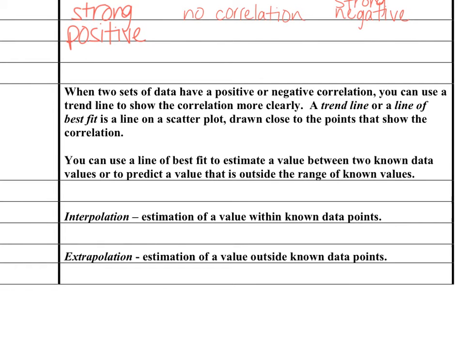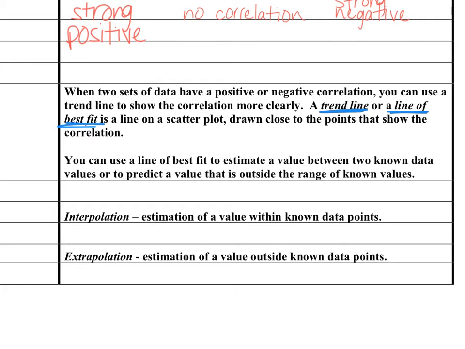So we already kind of started talking about this. I drew in some lines. When two sets of data have a positive or negative correlation, you can use a trend line. Trend means how things are generally going, right? To show the correlation more clearly, a trend line or line of best fit, so we've got two names for it, you're going to hear me use both, is a line on a scatter plot drawn close to the points that shows the correlation. You can use a line of best fit to estimate a value between two known data values or to predict a value that is outside the range of known values.